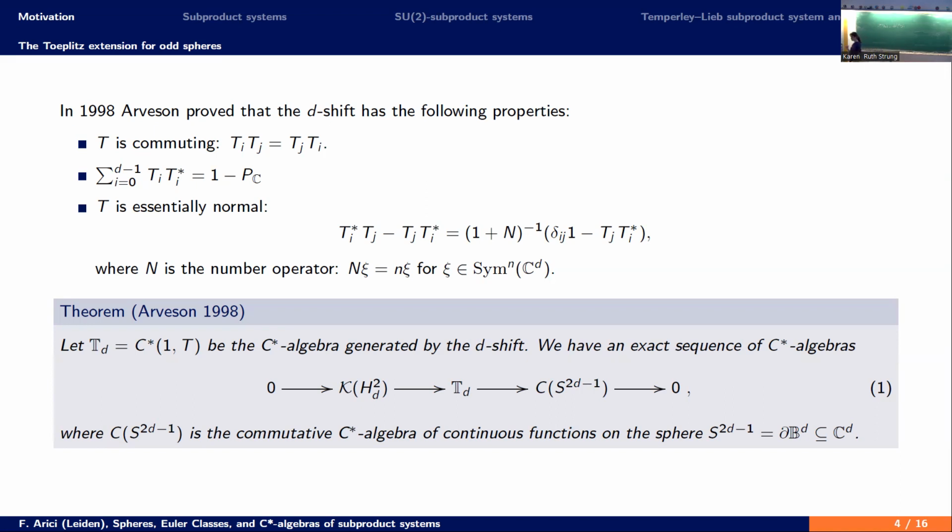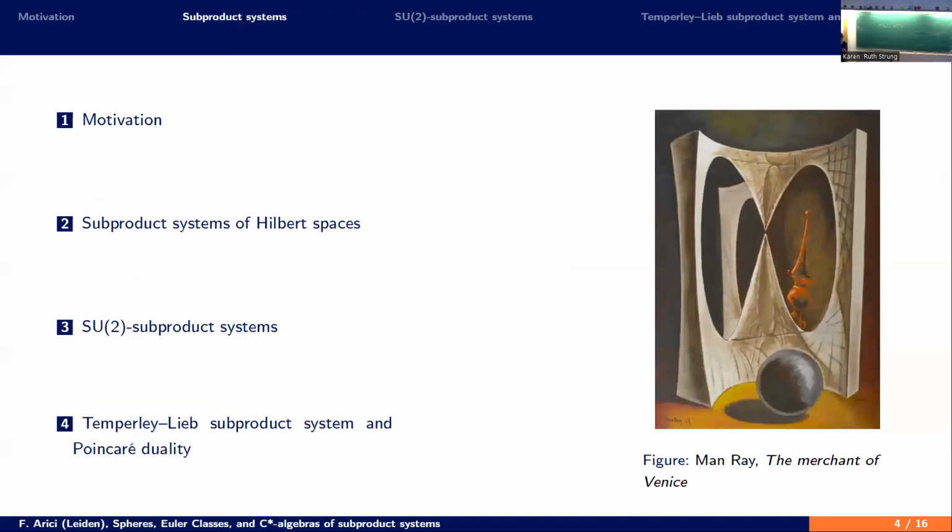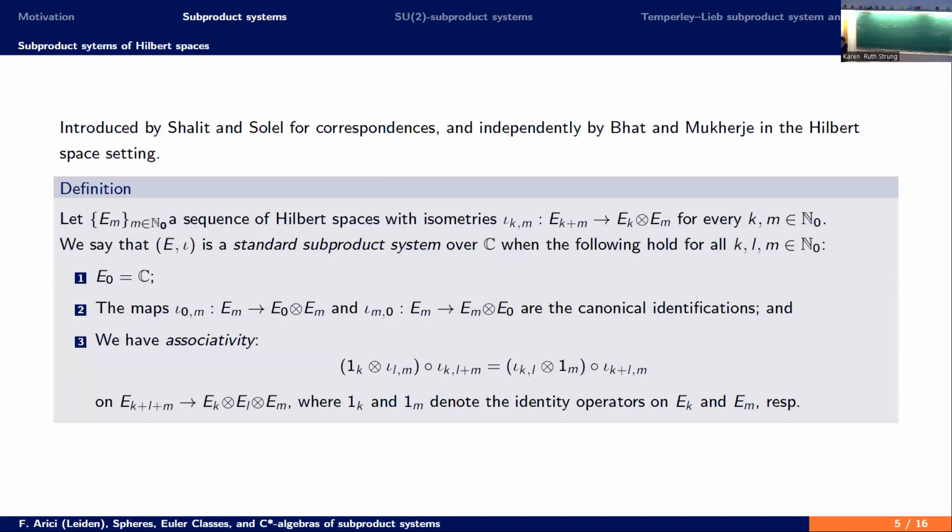And now I'm going to move to point 2, which is subproduct systems of Hilbert spaces. This is a concept that was introduced around 2008, 2009 by Shalit and Solel. They even did it for correspondences, so in a very general setting. And it was studied independently by Bhat and Mukherjee in the Hilbert space setting. So this is the content of this notion.